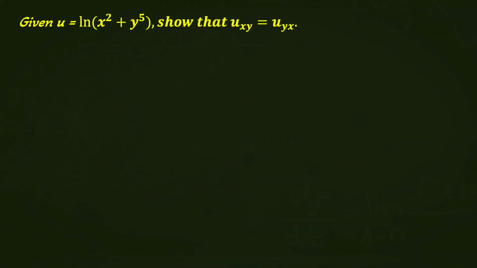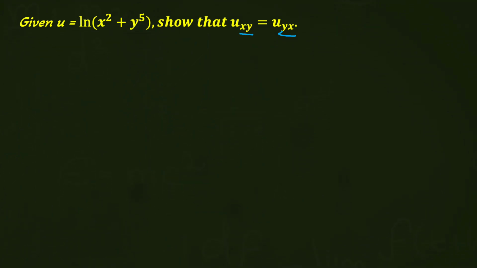Here in the second example, we are given u equal to the ln of the quantity x squared plus y to the fifth power, and we will show that u sub xy is equal to u sub yx. This equation appears to be a mixed partial derivative because it's a combination of xy first and then yx. The given function is u equal to ln of the quantity x squared plus y raised to the fifth. So this is ln.